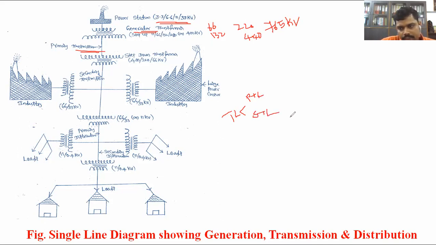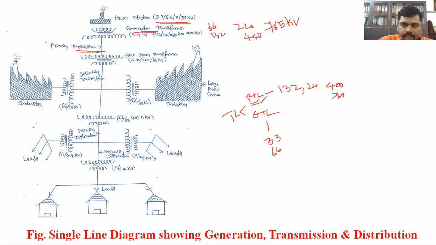How is it classified into primary and secondary transmission line? Based upon the operating voltage. In the primary transmission line, the operating voltage is 132 kV, 220, 400, and 765 kV. In the secondary transmission line, the operating voltage is 33 kV and 66 kV. Based upon the operating voltage, it is classified as primary and secondary transmission.